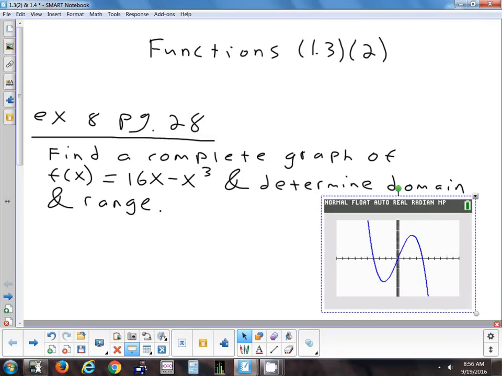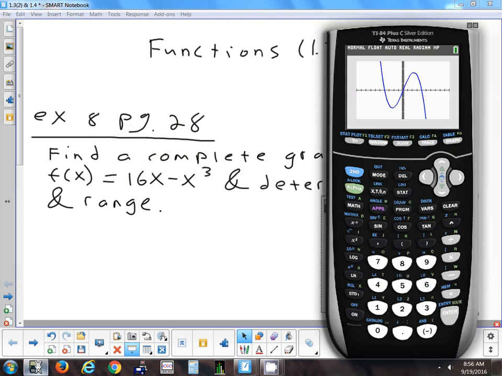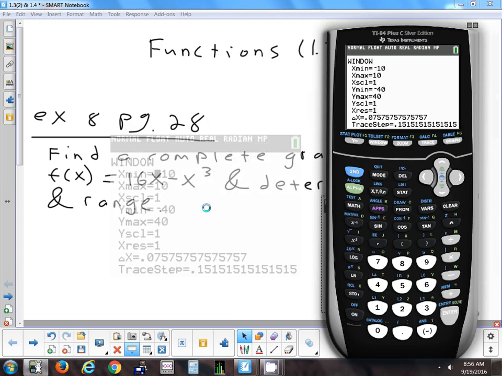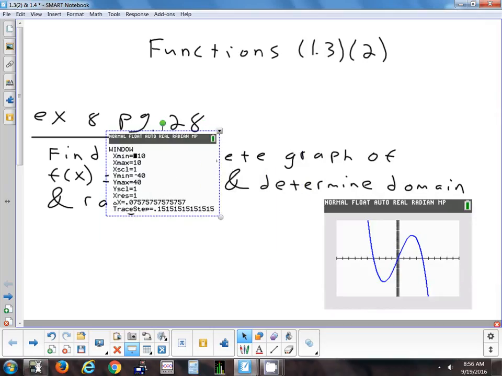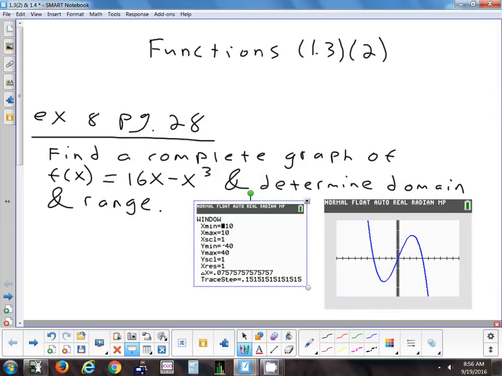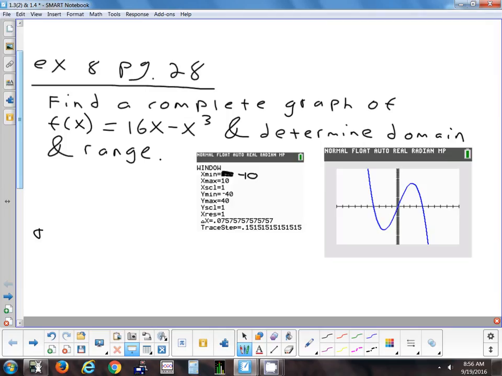And now let's see if we can figure out the domain and the range. Okay, if you need the x min and max, I can just get those for you. Right there. Okay, that was negative 10. All right, so domain. So the domain are the numbers you are allowed to plug in for x. If you want to think of it visually, it's how far to the left and the right that graph is going to go.